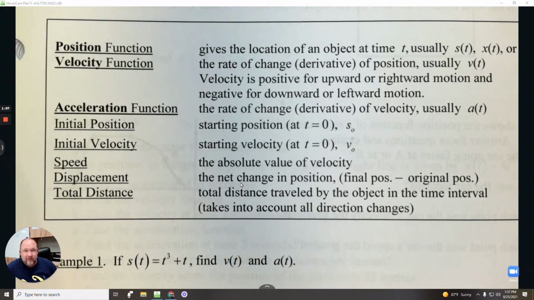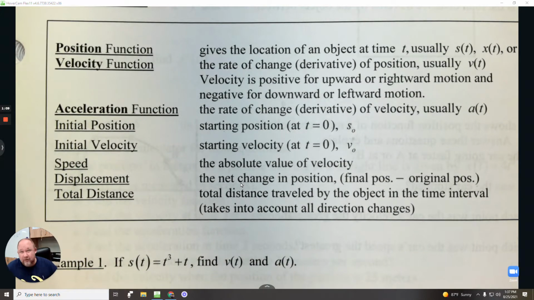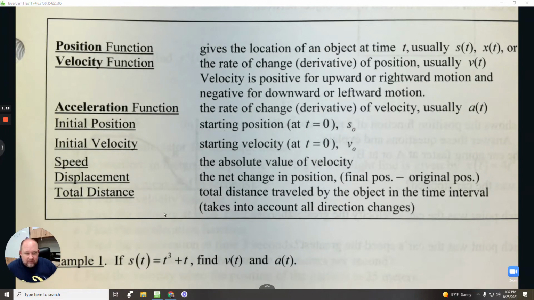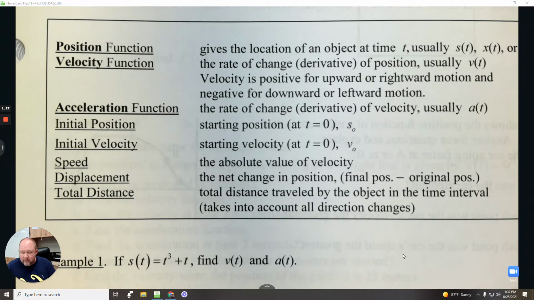Displacement is the difference from where you start and where you end. Total distance, you have to understand the distance you went in all directions during that interval. So the distance you went to the right, the distance you went to the left, and then you have to add it up. So total distance takes a little bit longer to do. All right, example number 1.